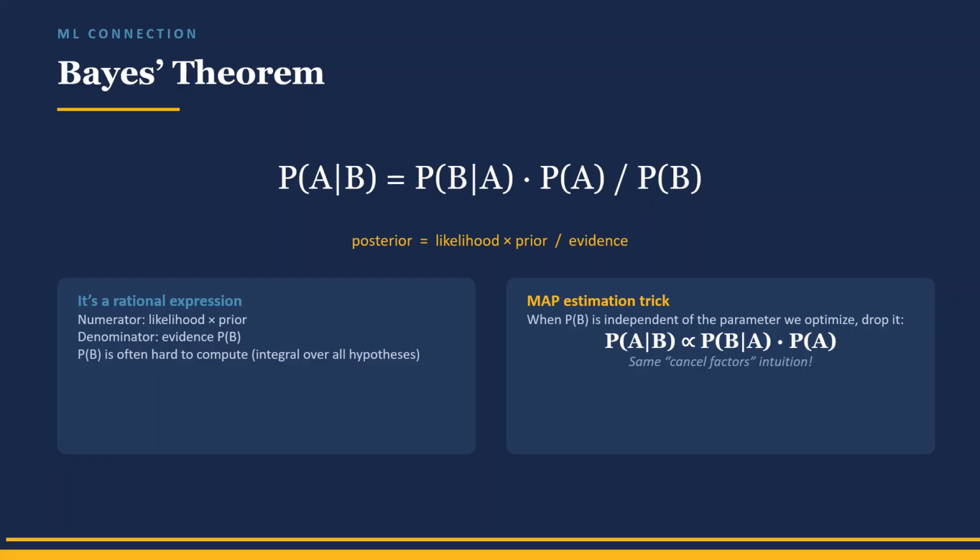The denominator is often hard to compute because it is an integral over all hypotheses. In many machine learning algorithms, such as naive Bayes and maximum a posteriori estimation, when the probability of B is independent of the parameter we are optimizing, we can drop it. It does not affect which value of the parameter maximizes the expression. That is the same intuition you just practiced on rational expressions, cancel factors that do not depend on what we care about, just transplanted into probability.